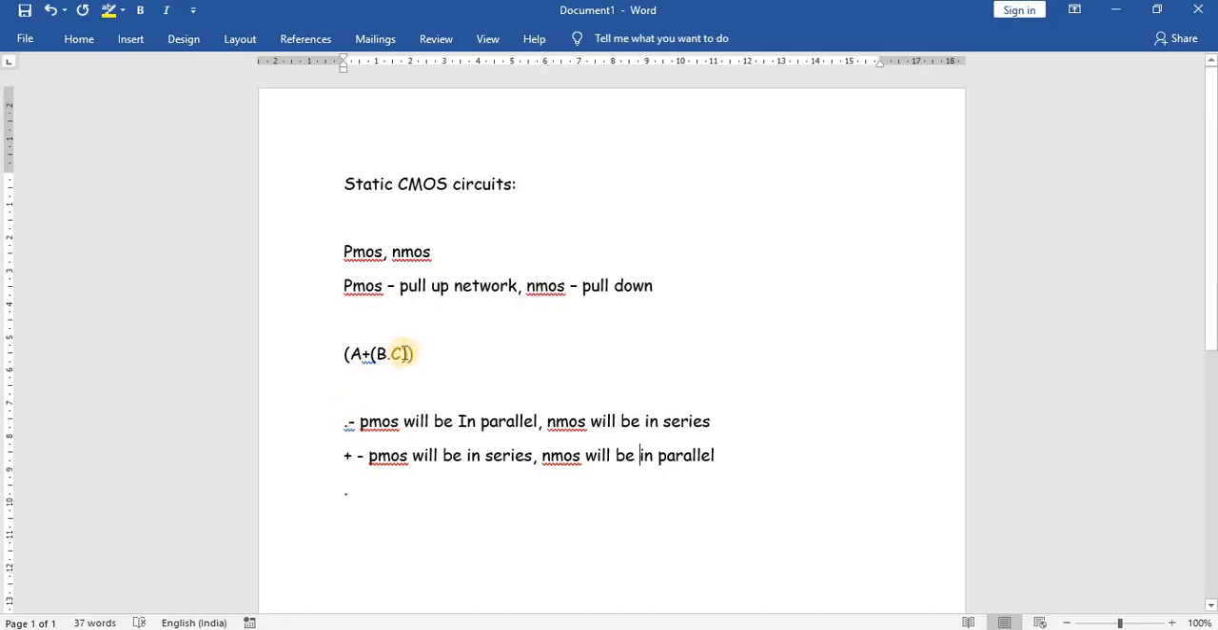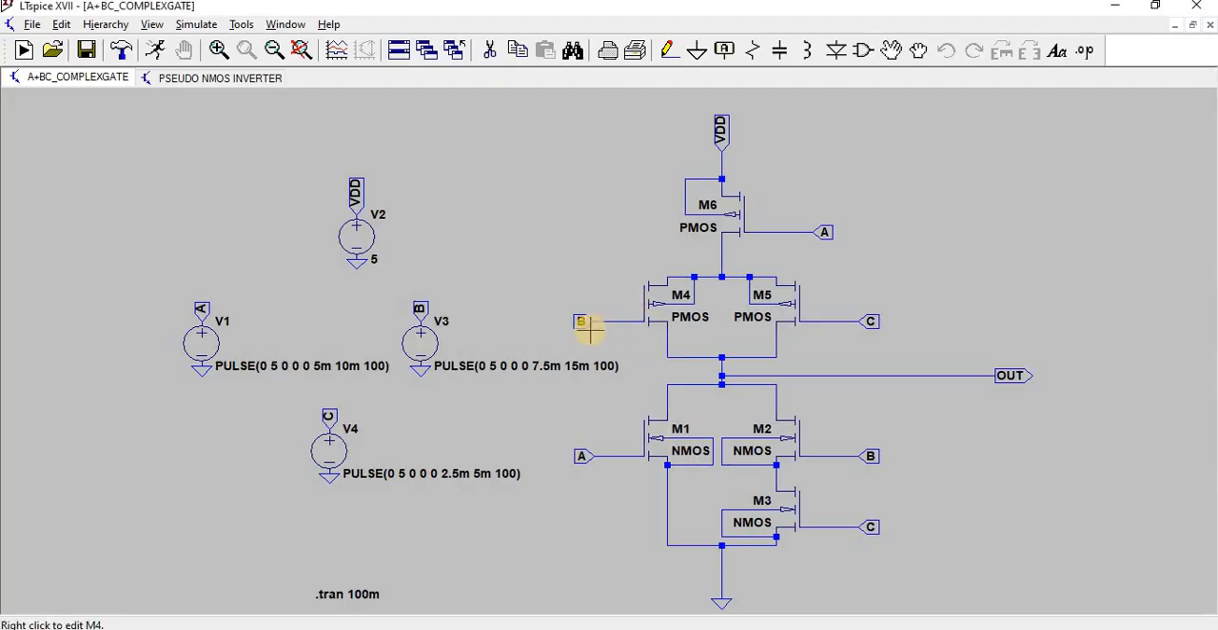In this example, whatever is inside the bracket, we do first. So BC is first. Dot means, as I have told, the PMOS will be in parallel. So you can see here this is the B input and the C input, and both PMOS are in parallel, whereas on the NMOS side, both B and C are in series.